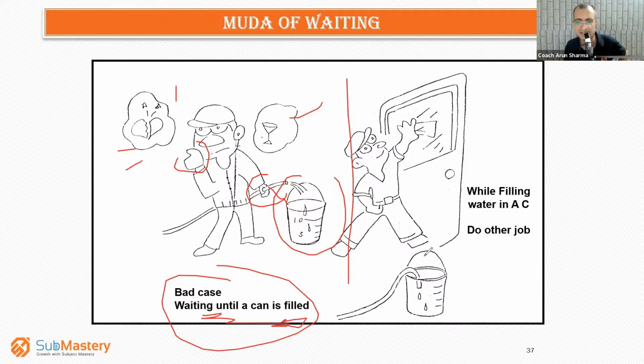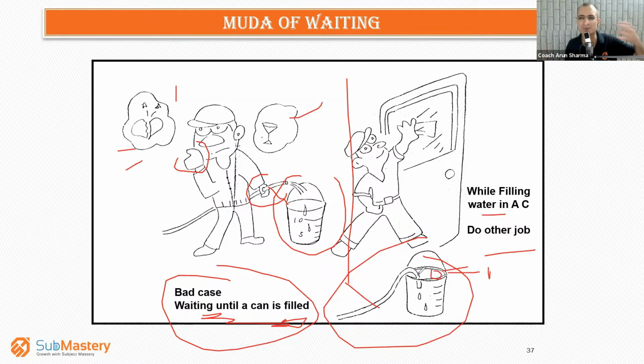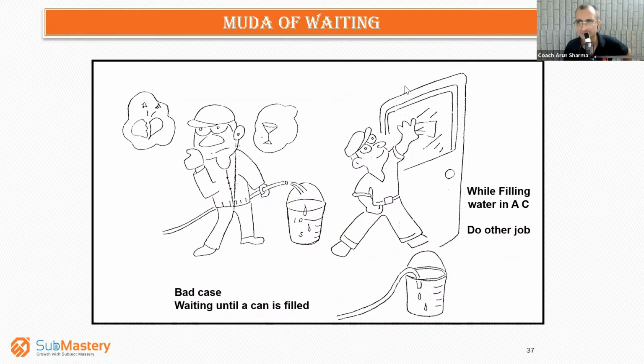Here, if you see, this is what can be done. While filling a can, do other jobs. You have this float valve and then some buzzer as it fills, and you can do certain kaizen and improvement. You say, oh, the water will fall down, what will happen? Then you can have certain other improvements and kaizen. That's just an example. So that is how you can reduce the MUDA of waiting.